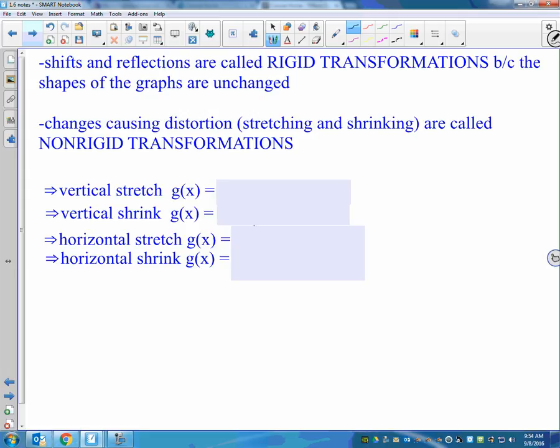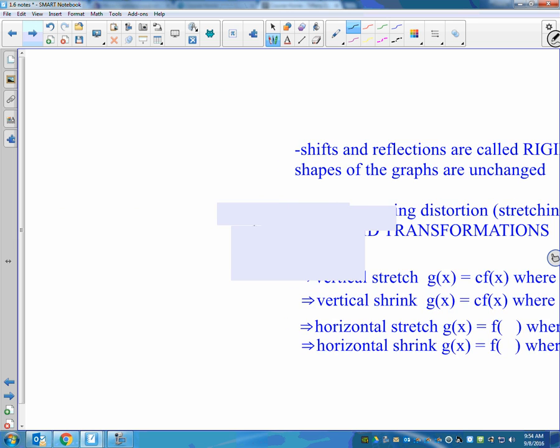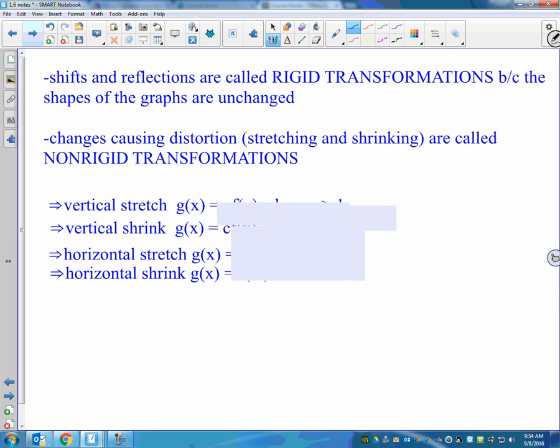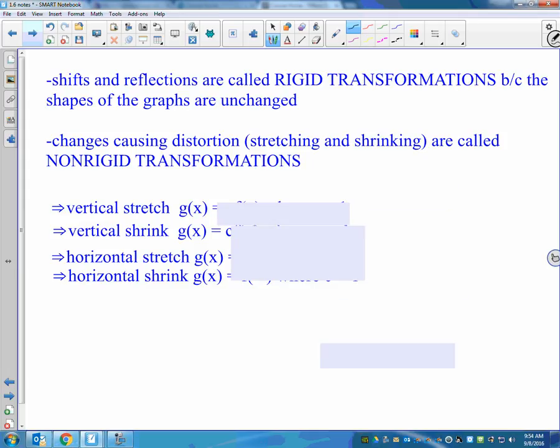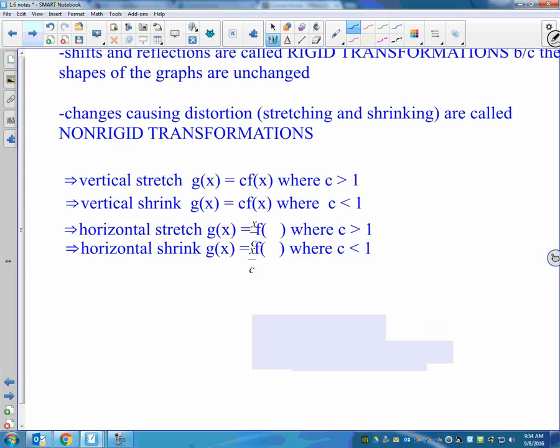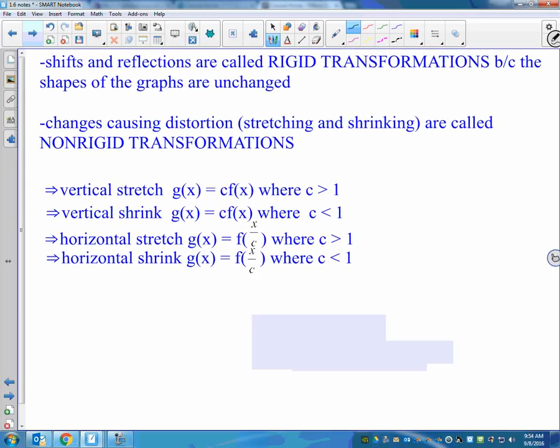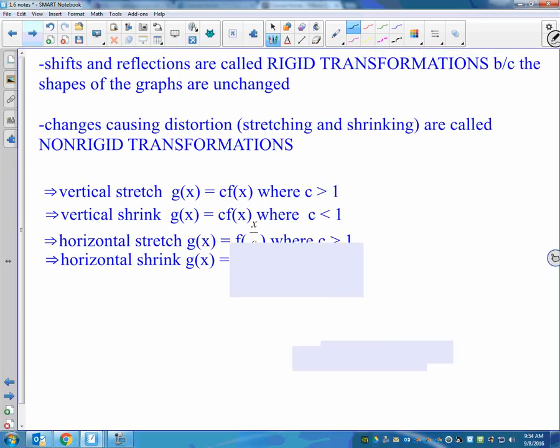So if you have a vertical stretch, C is a number that you multiply by the function. So the big thing about a vertical stretch is you're multiplying that number on the outside of the function.